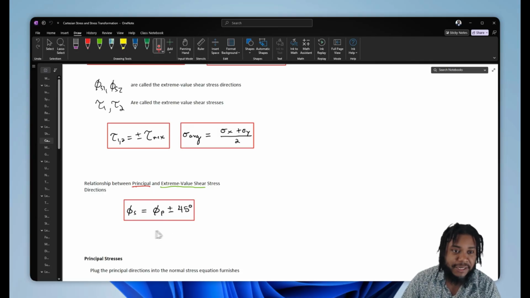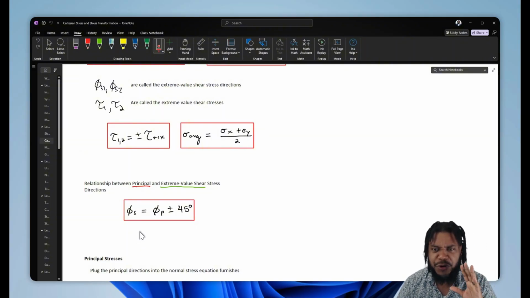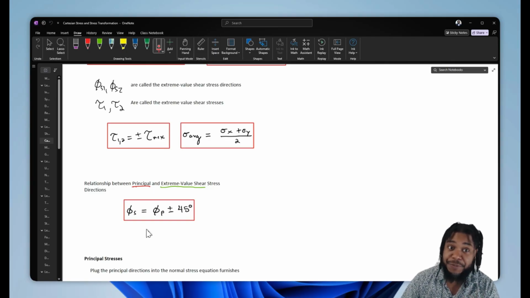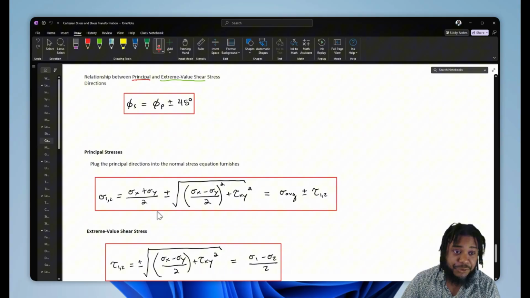So now finally, what if we want to find the values, the extreme values, not the angles directly, but what if we want to actually find the principal stress values or the extreme values of shear stress? Well, there's a way that we can get directly to those values.